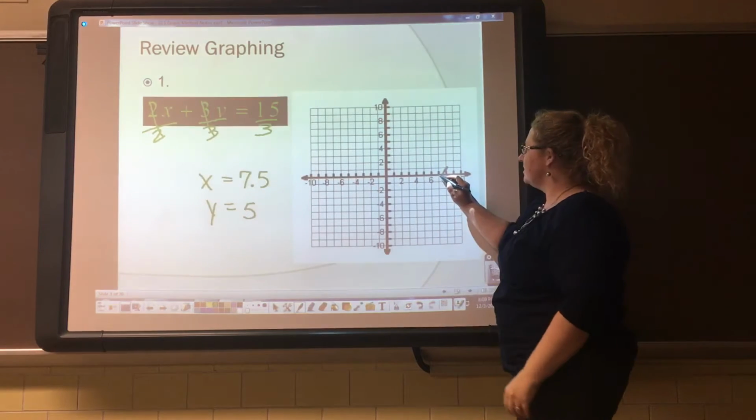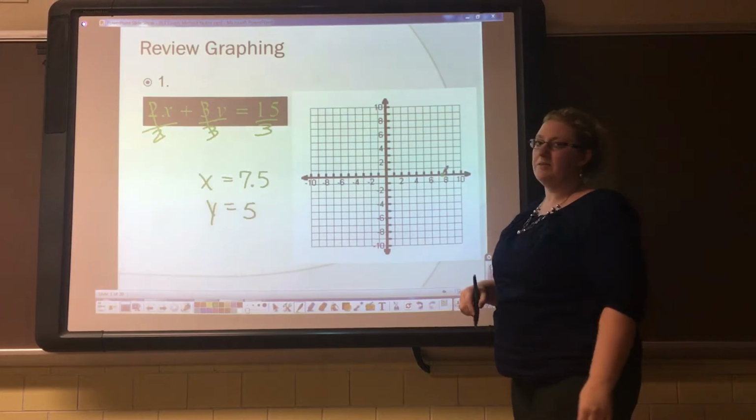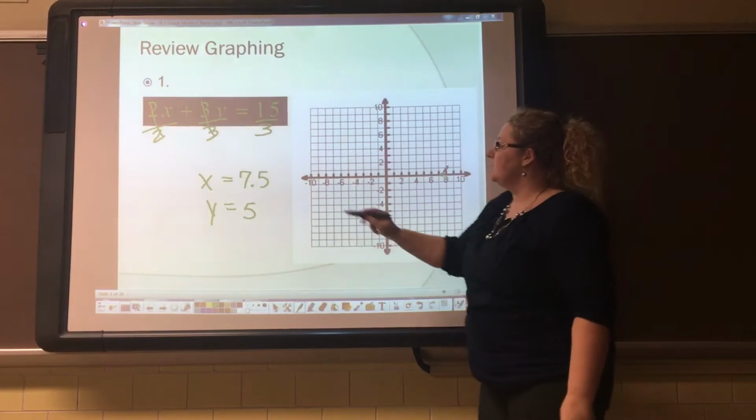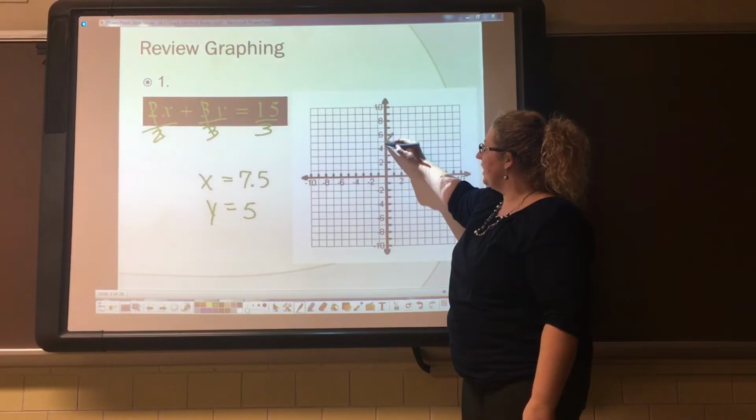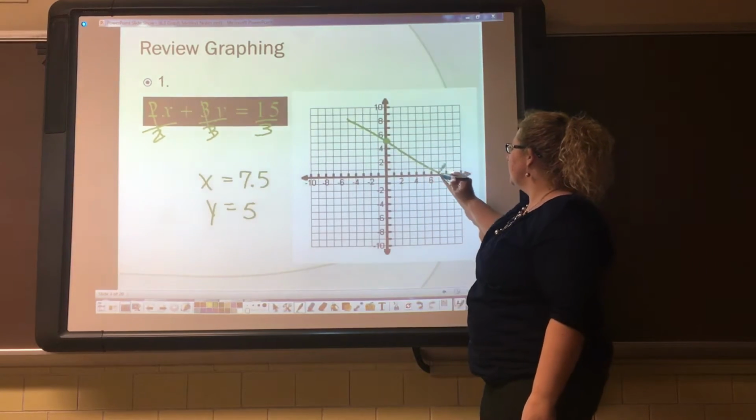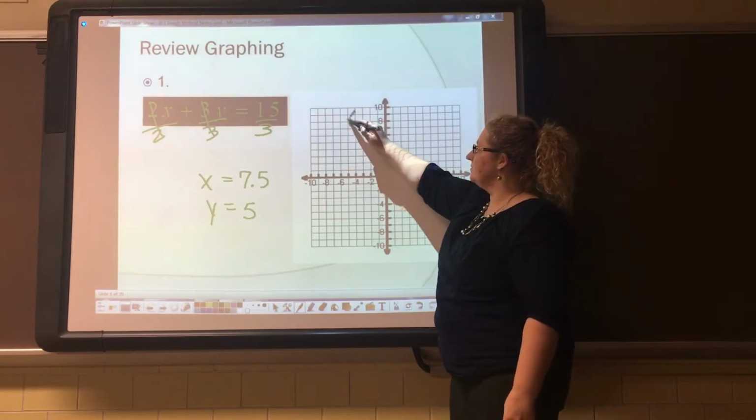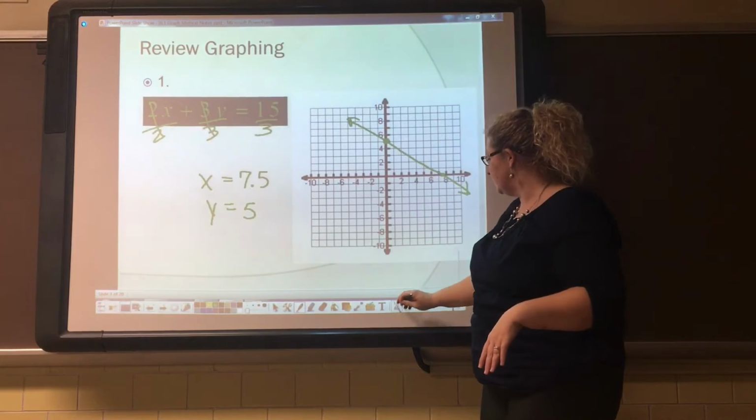So we're going to go over here to the 7. Here's 8. And of course, 7.5 would just be halfway between the 7 and the 8. Then we have y equals 5, so we're going to go up to the 5. So 1, 2, 3, 4, 5. Put our point here, and then just use some kind of straight edge to then graph the line. Okay, so everything I've talked about so far, this is just a review of graphing.